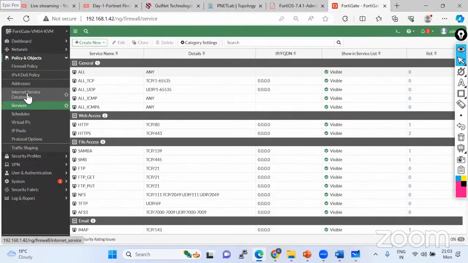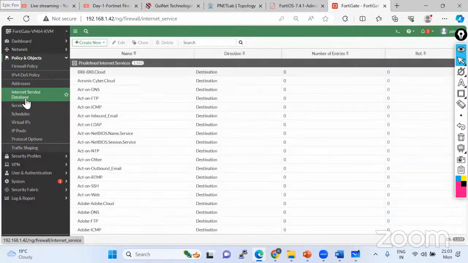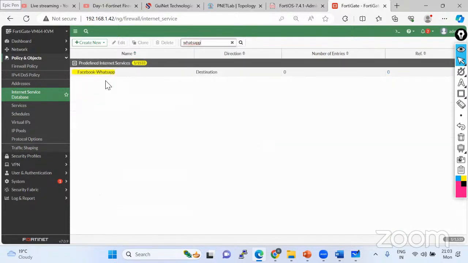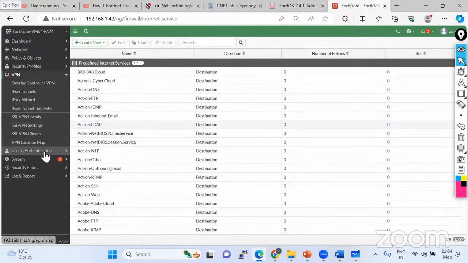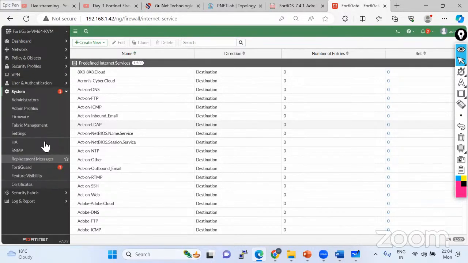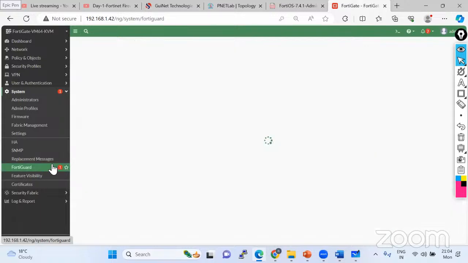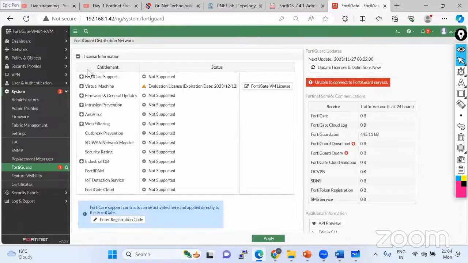But you can see we have a lot of options while creating the policy. You can see here the internet services database. You can just search it here, and in the database you'll find a lot of services. So if you search WhatsApp, Facebook, WhatsApp, you want to allow or deny these internet services, that is also available here, right? And VPN connection, site to site SSL VPN, you want to define, that is also possible, right? FortiGuard, this license we don't have, so you can see here in FortiGuard we have the intrusion prevention.